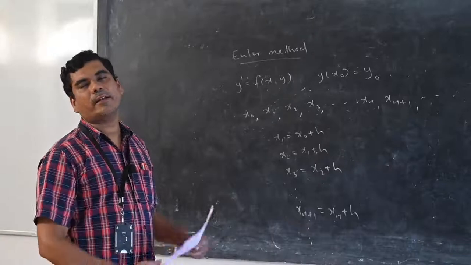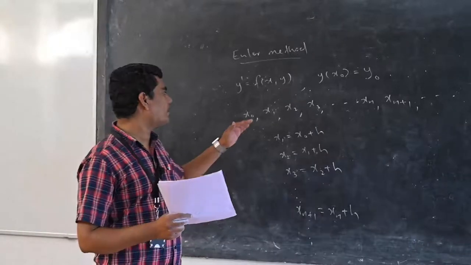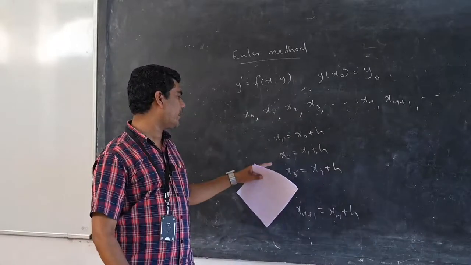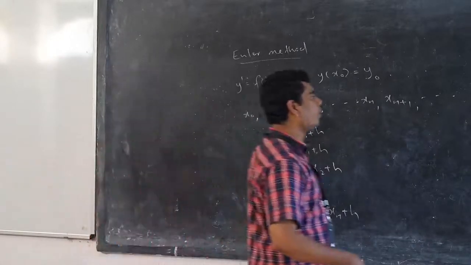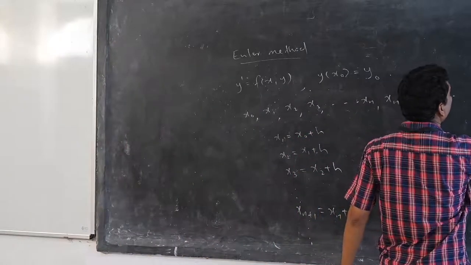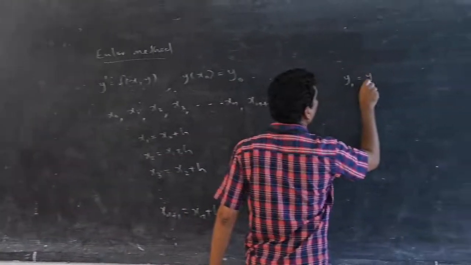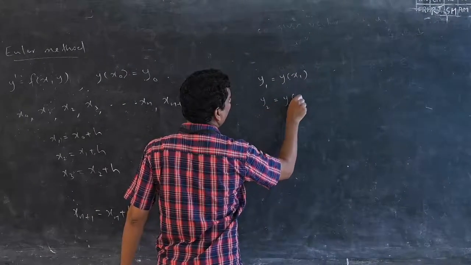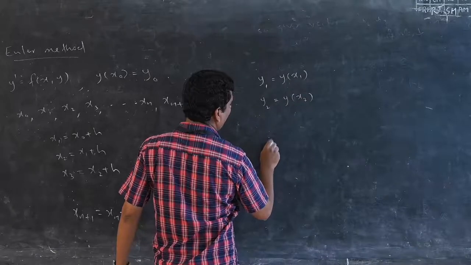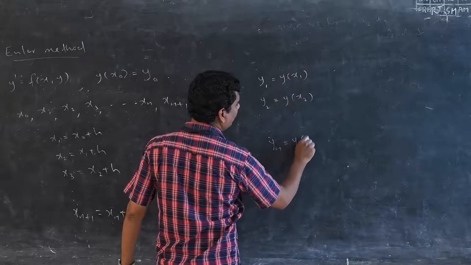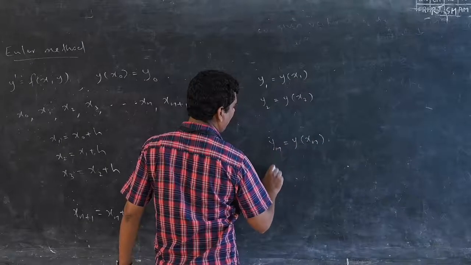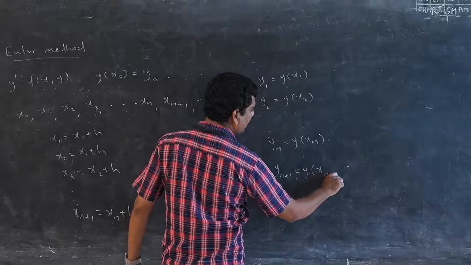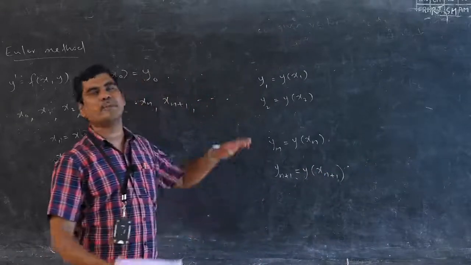Now we have to find the approximate value of the solution at the points x1, x2, etc. So we denote y1 is equal to y of x1, y2 is equal to y of x2, yn is equal to y of xn, yn plus 1 is equal to y of xn plus 1. This is approximate value of the solution.